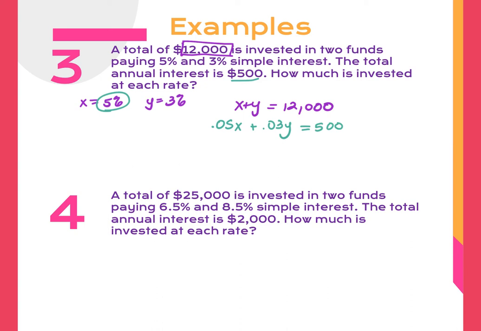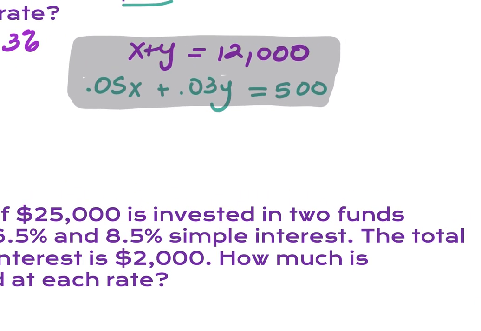So to get from percent, you can't leave percent in your equation. To get from percent to decimal, you're going to move your decimal place 2 places to the left. Now I've got this system. So because we're on the substitution section, we're going to solve this using substitution.